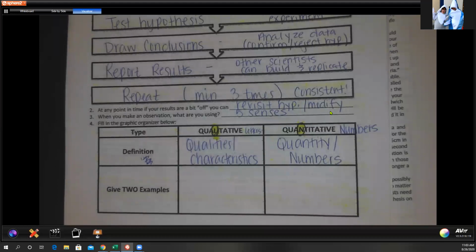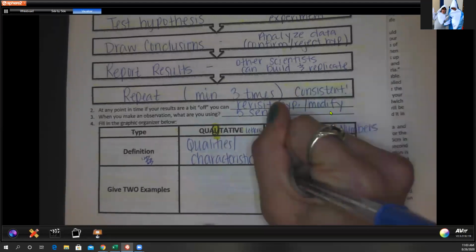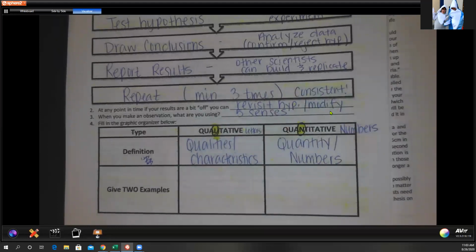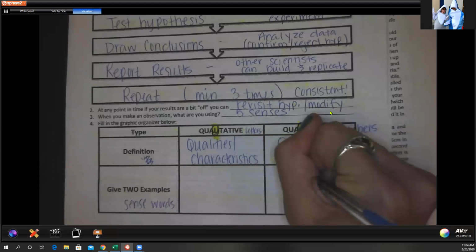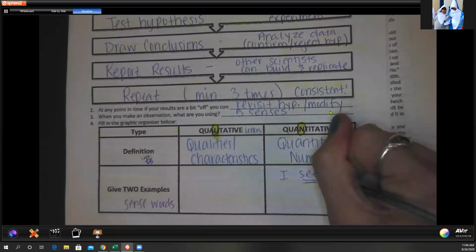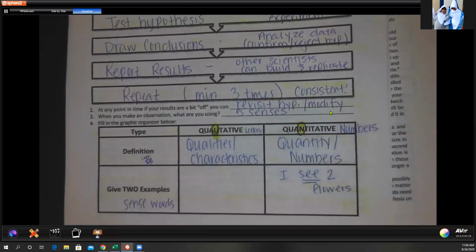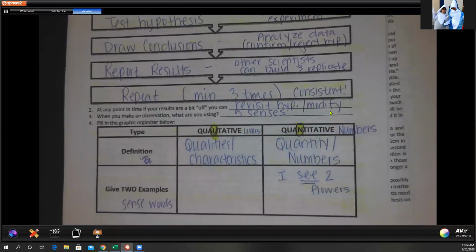Awesome. Somebody give me one that you shared, or that was shared with you. Savannah. Like if there were flowers, quantitative would be how many there were. Right. So when I use observations, I always start with sense words. Like, I see, right? That's my sense word. 2 flowers. What would be a qualitative observation about those flowers that's not using numbers?